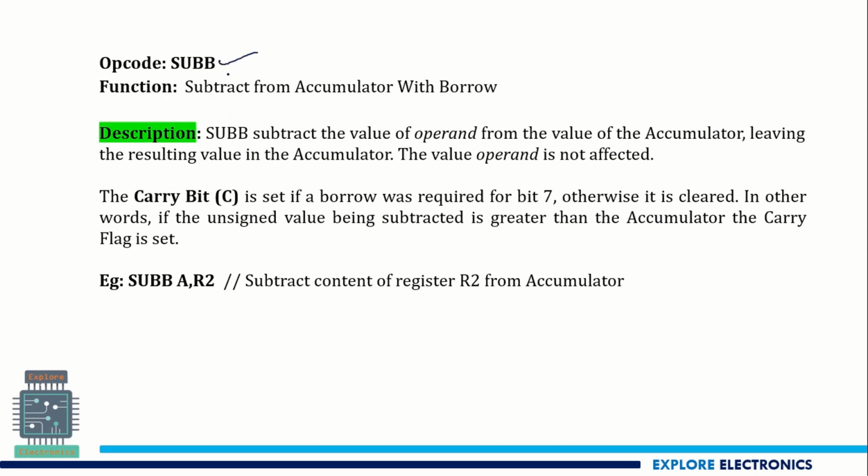SUBB, this is for subtraction: subtract from accumulator with borrow. Again, we are considering borrow in the sense that it is the carry bit of the PSW register itself. SUBB A, R2 subtracts the content of R2 from the accumulator. It means A minus R2 is what we are going to do, and the result will again be stored in register A itself.